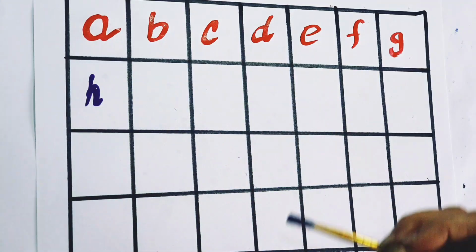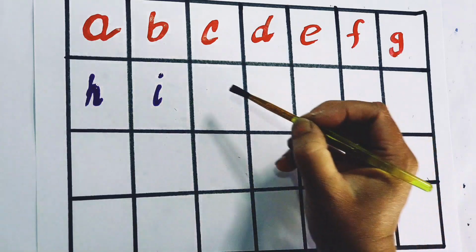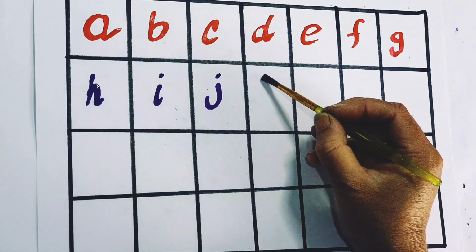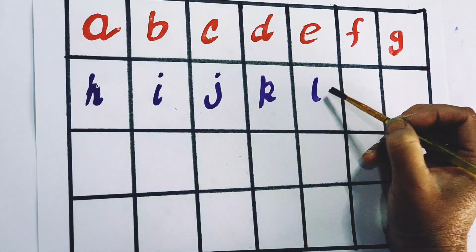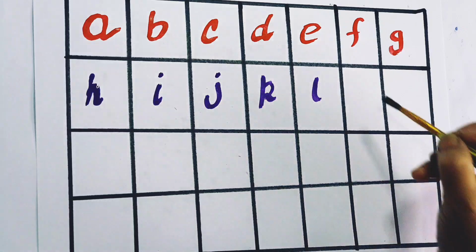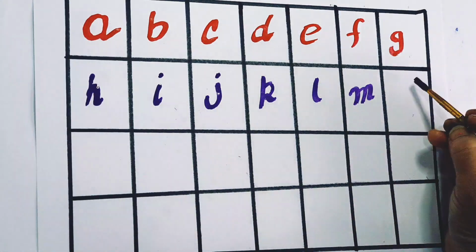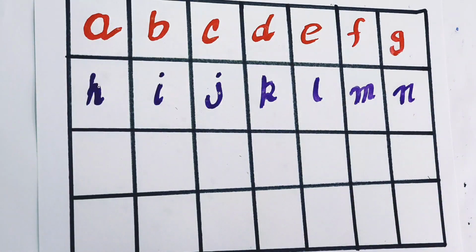H for hen. H for house. I for ice cream. I for inkpot. J for jug. J for joker. K for kite. K for king. L for lemon. L for lime. M for mango. M for magic. N for nose. N for neck.